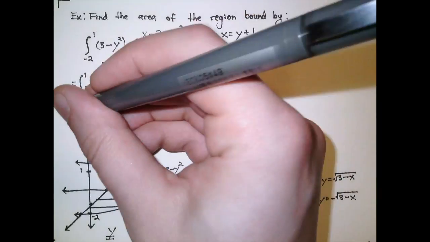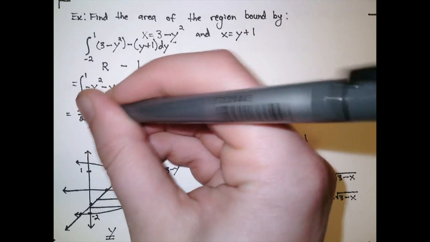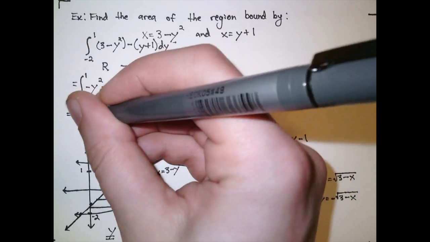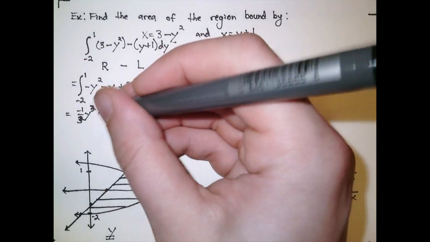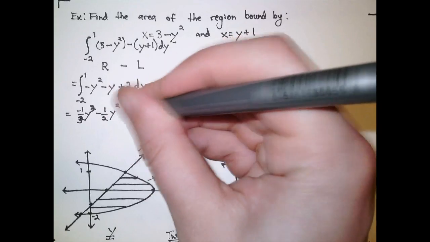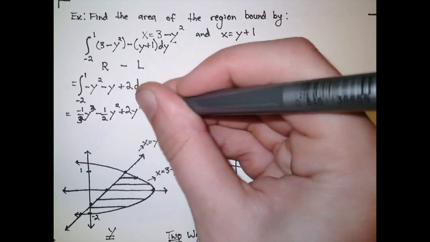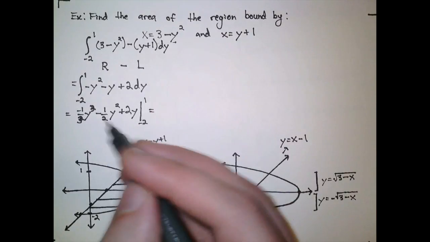And now you just integrate it like a normal x integral. It just has y's instead. The name of the variable doesn't matter. You still perform the same techniques. Made a little error there. And so negative 1/3 y cubed is our first part of the antiderivative. Then minus 1/2 y squared, plus 2y, from negative 2 to 1.